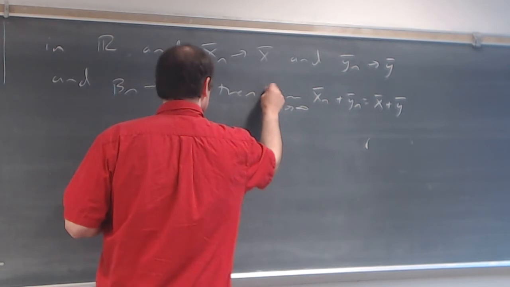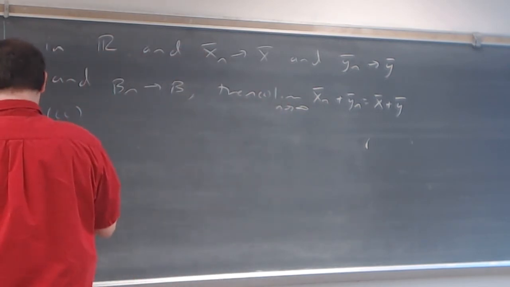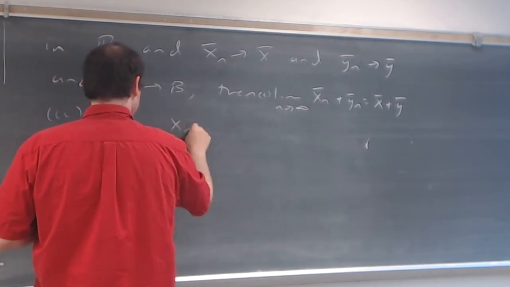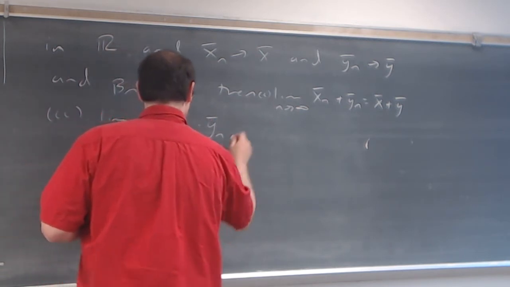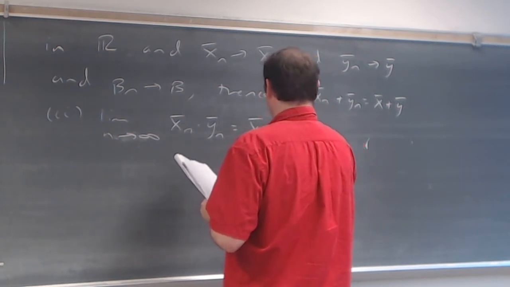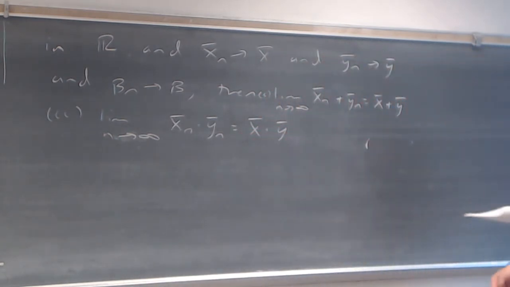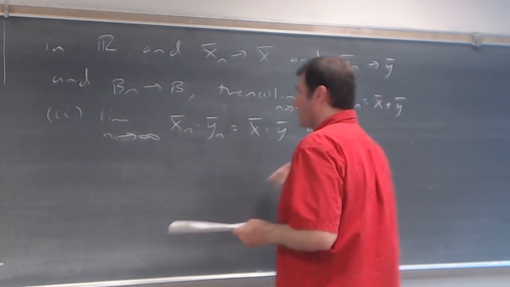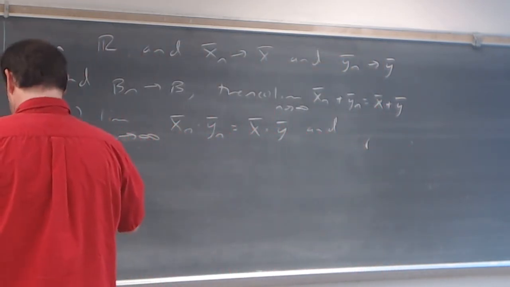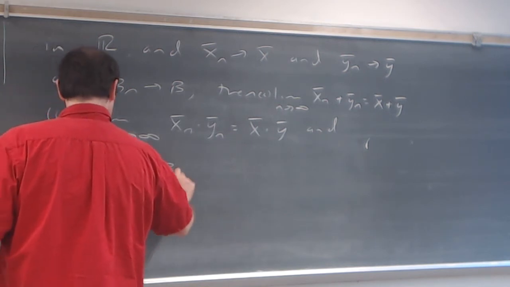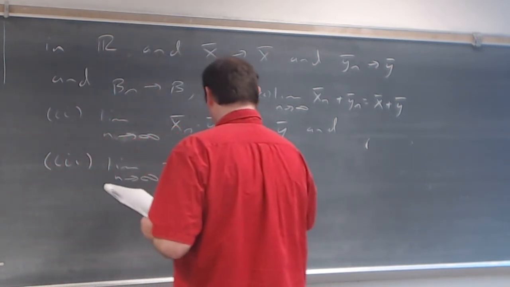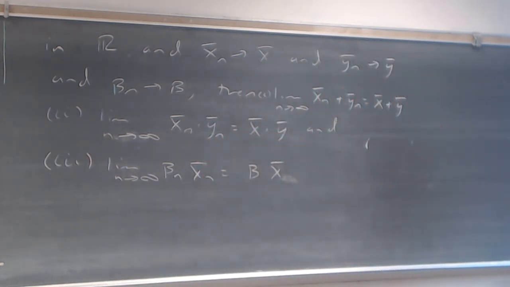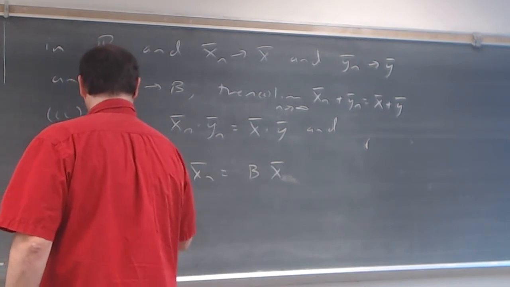That's the first thing. Two, the limit as n goes to infinity of x_n bar times y_n bar will converge to x bar times y bar. This is the dot product, or inner product, between x bar and y bar. And then finally, part three is that the limit as n goes to infinity of b_n times x_n bar will converge to B times x bar. Okay, so part A, we did the proof last time.